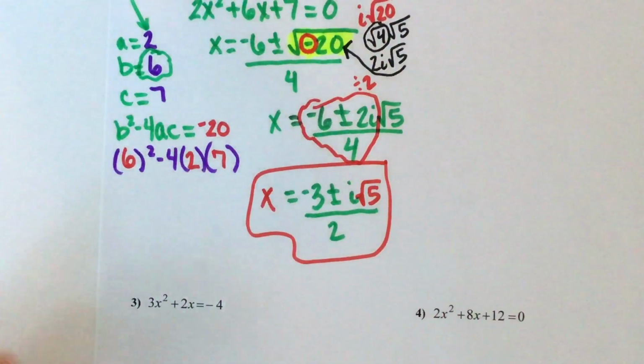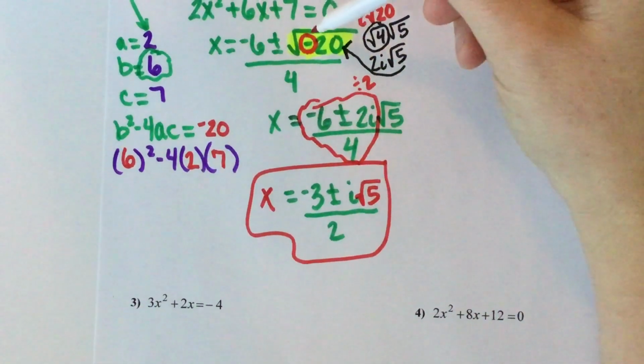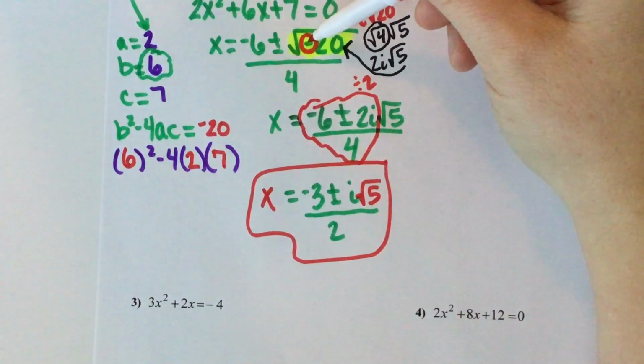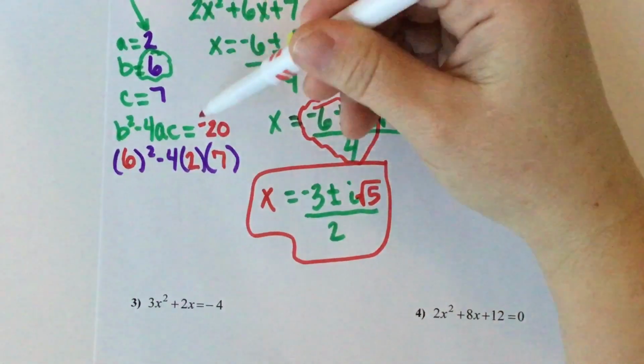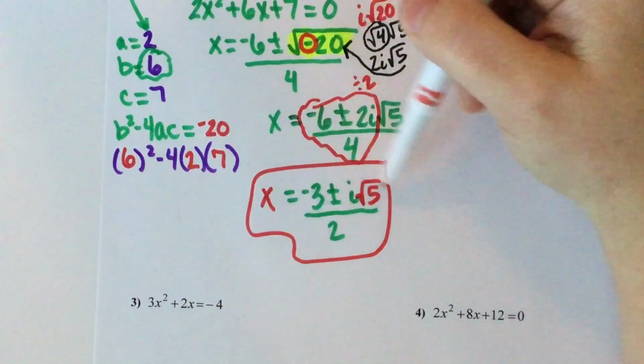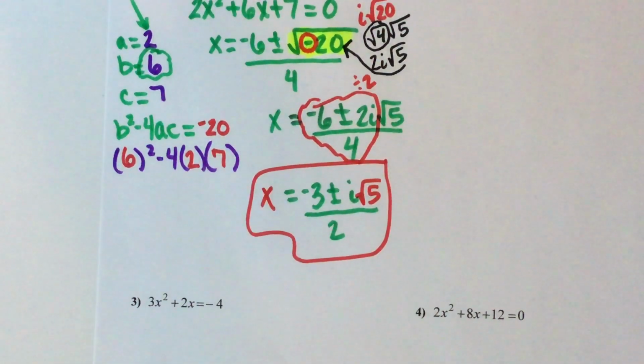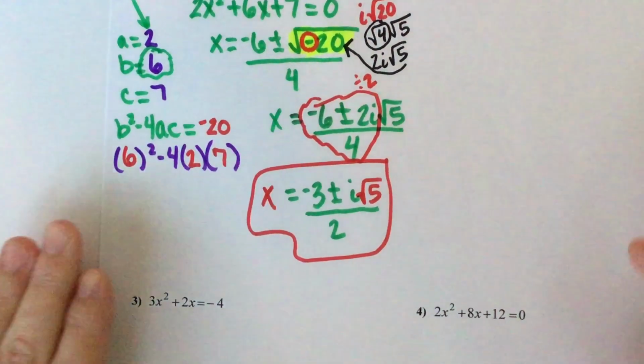So basically what we were doing in the last lesson, except we have an i. So if you ever have a negative for a discriminant, you will end up with a negative under the radical, which means you'll have an i. So every time your discriminant is negative, there will be an i in the problem, making this a complex answer or an imaginary answer.